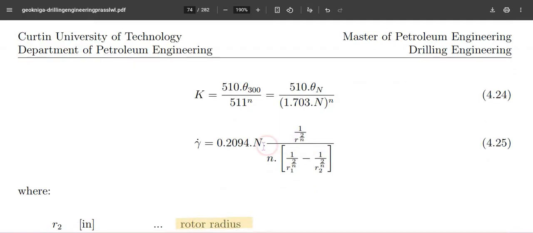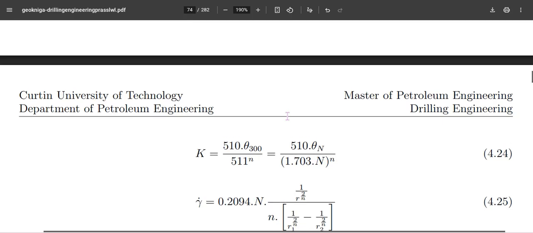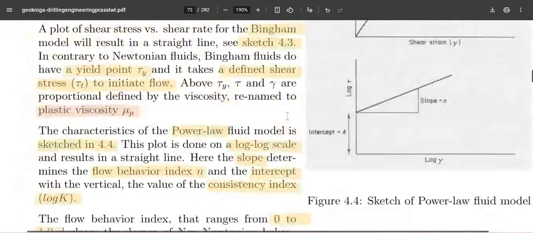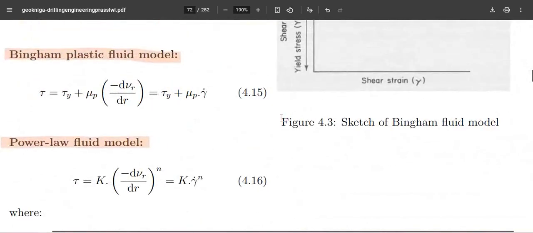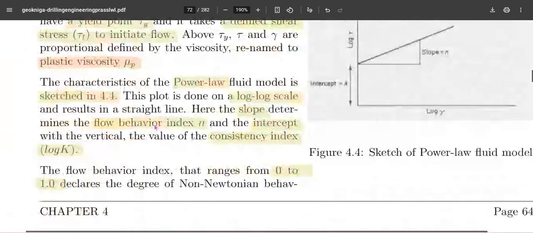The k also requires certain measurements from the viscometer. Once n and k are determined, then the equations we described earlier for the Bingham plastic fluid and power law model for determining the shear rate are complete. So these two are the variables, and they can be determined from the viscometer, and this will determine the Bingham plastic fluid model and power law fluid model.